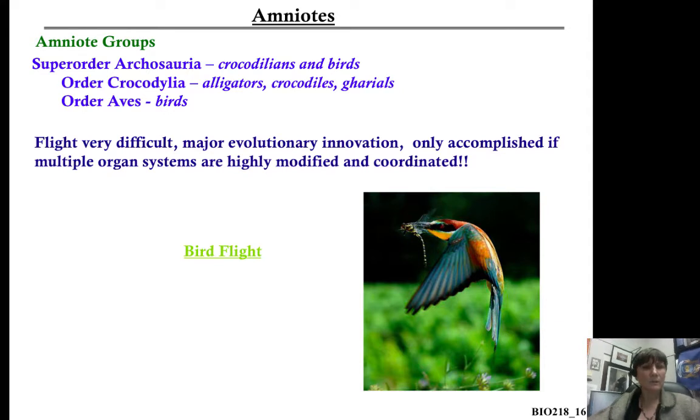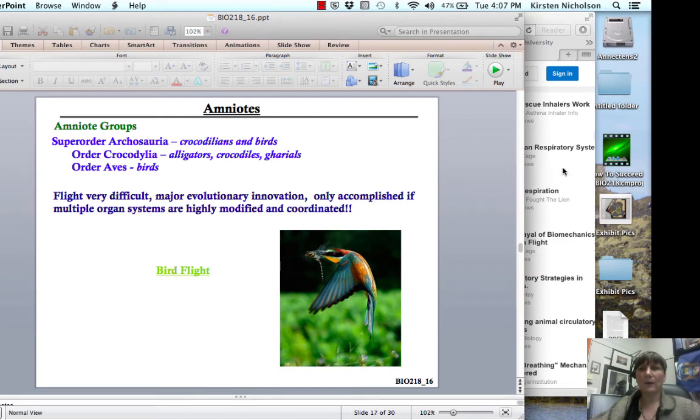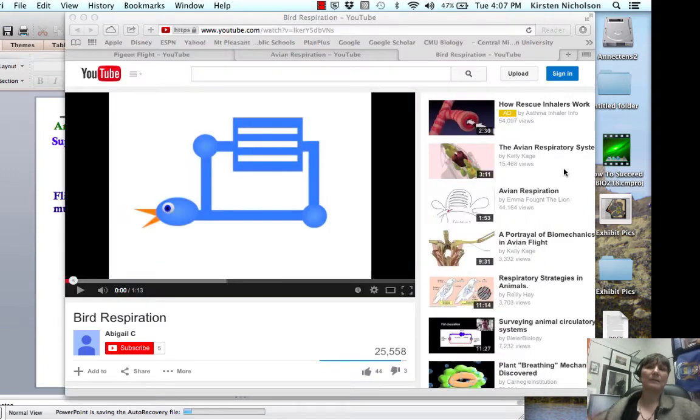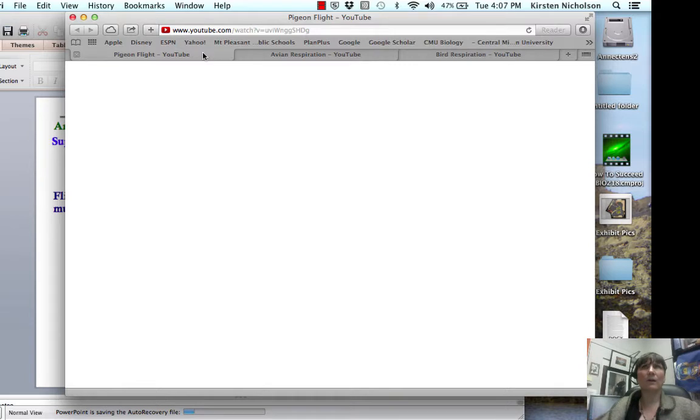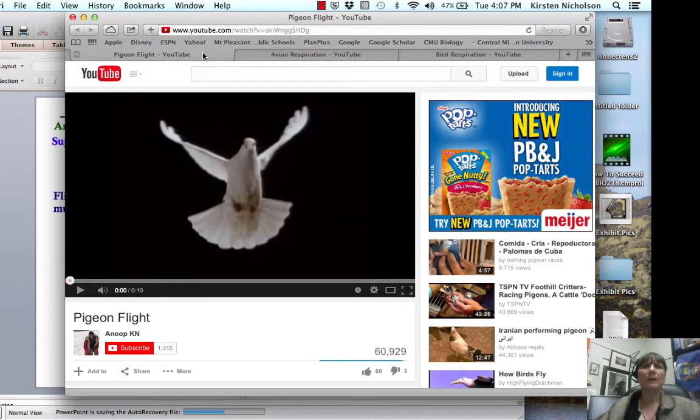So let me show you a slow motion video of what flight looks like. Most people think flight is accomplished by merely flapping wings up and down, but it's actually much more complicated than that. Now, the way that the wings are moved depends on the kind of flight that they're accomplishing. But just to give you an example of what this might look like, take a look at this pigeon in slow motion.